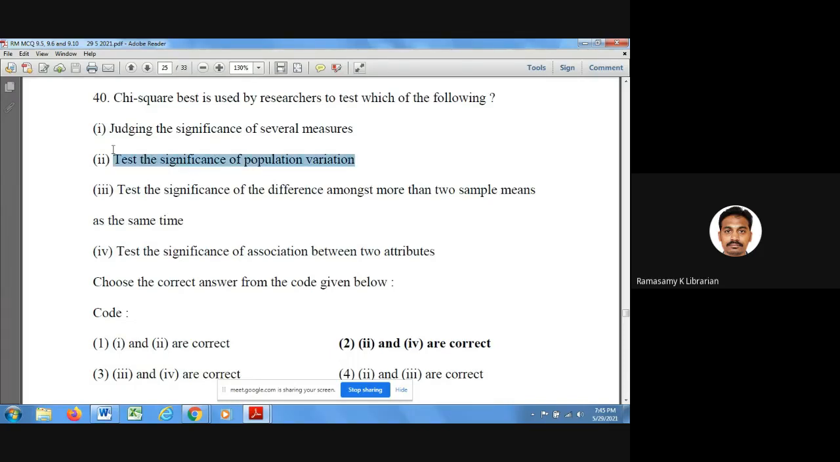I told you the example of the percentage of people living in foreign countries: 40% Keralites, 40% South Indians, 20% North Indians. Whether this is true, whether this fits the data you have observed, you can conduct a chi-square test of goodness of fit. And secondly, a test of significance of association between two attributes. When you take two attributes and want to find out the association between them, you can conduct a chi-square test. These are the two basic purposes any chi-square test may serve.